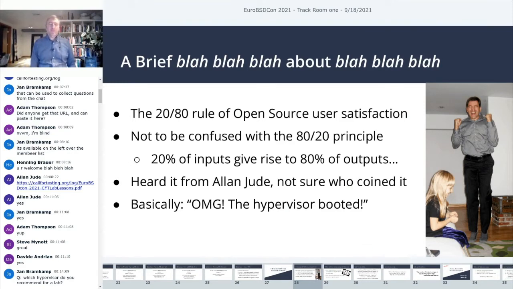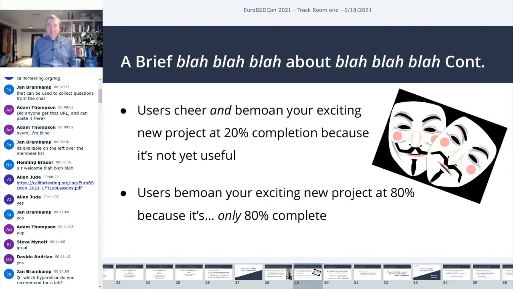I believe Allan Jude is to thank for pointing out the 20/80 rule of open source. Now, this is not to be confused with the 80-20 principle in which 20% of your inputs give rise to 80% of your outputs, and fire 80% of your clients and focus on the 20, blah, blah, blah. This is not that. So I'll describe it on the next one, but in really short terms, it's like, oh my God, your hypervisor booted. And that's literally me when I got bhyve working. My daughter was, oh gosh, small. She's now 16. That was some time ago.